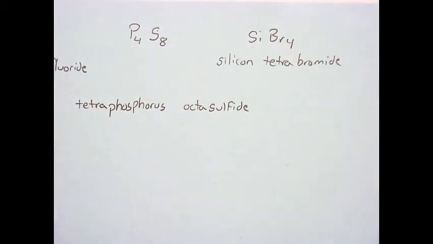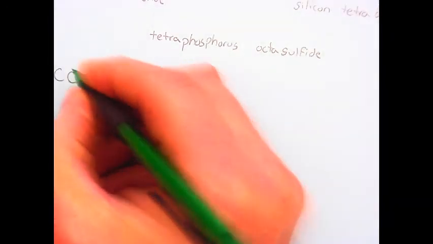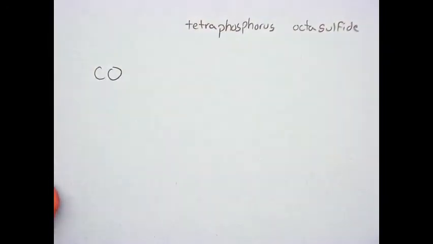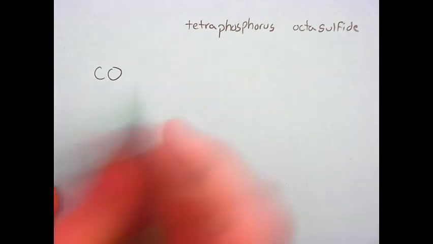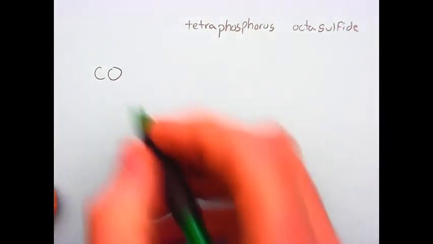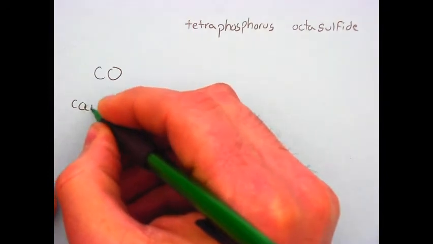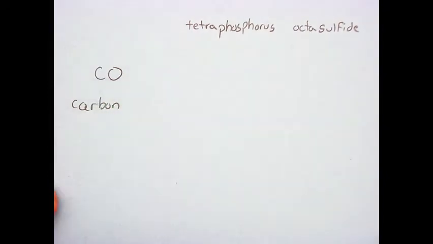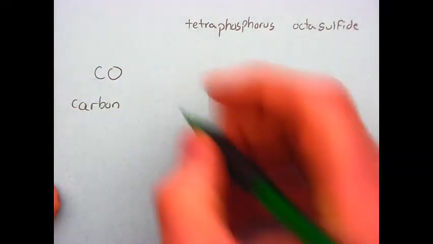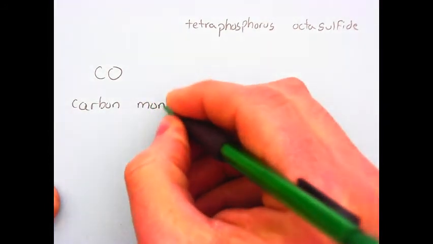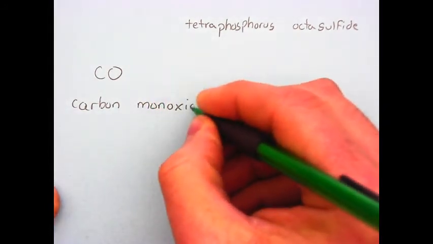If you have one of the second element, then you can in fact use mono, and you must. So in this case, CO, this is carbon, not monocarbon, simply carbon, and then monoxide.